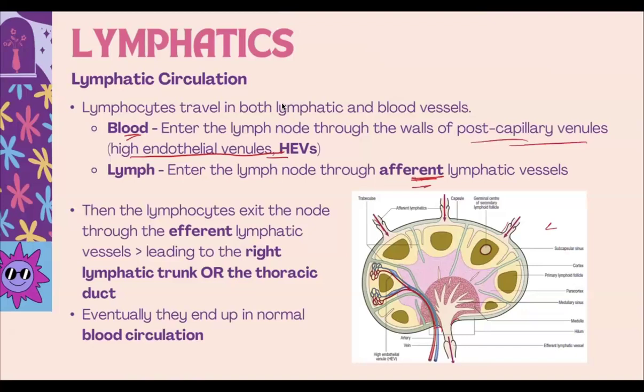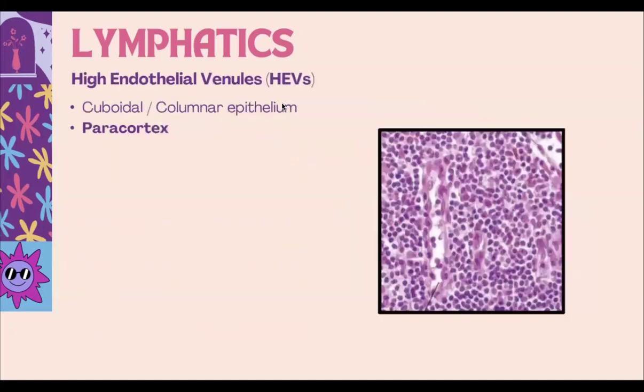And then the entire process of filtration happens, and then lymphocytes exit the node through the efferent lymphatic vessel, the flow out of here. And then they can either go to the right lymphatic trunk or the thoracic duct, which are important lymphatic key points. They can go to either of these, and eventually they will still end up draining into the normal blood circulation, because you're taking the extra fluid that was in the extracellular matrix and you're returning it back to the blood, because that's where it leaked out from in the first place.